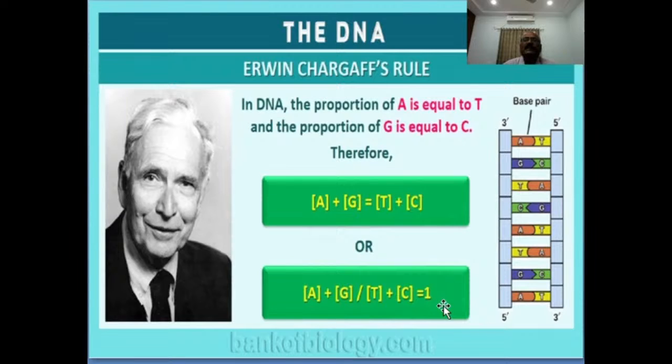That is called the Chargaff principle or Chargaff rule. So, adenine is complementary with thymine, guanine is complementary with cytosine, so that adenine plus guanine is equal to thymine plus cytosine. This is proposed by Chargaff. That's why this rule is called the Chargaff principle. That means the number of purines is equal to the number of pyrimidines.